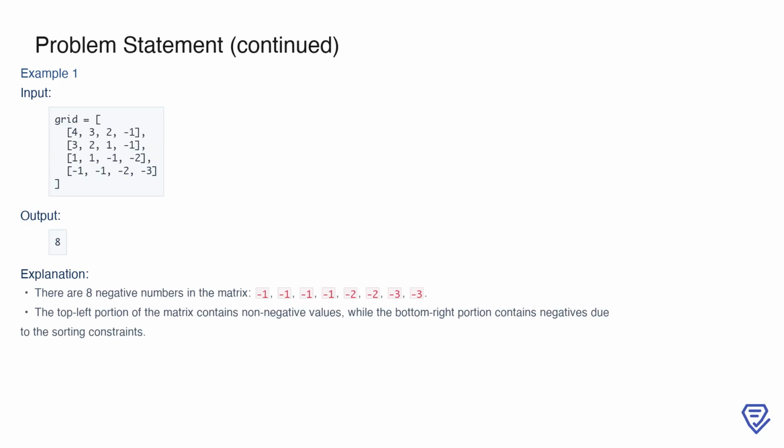Here, the input matrix is a 4x4 grid where each row and column is sorted in non-increasing order. The matrix is shown as 4, 3, 2, -1 in the first row, 3, 2, 1, -1 in the second, 1, 1, -1, -2 in the third, and -1, -1, -2, -3 in the fourth. When we examine the grid, we can see that the top left portion contains positive or zero values, while the bottom right portion contains the negative values. Counting these negatives, we find there are 8 in total: 4 occurrences of -1, 2 of -2, and 2 of -3. Therefore, the output for this example is 8.